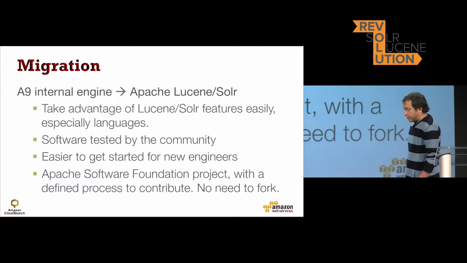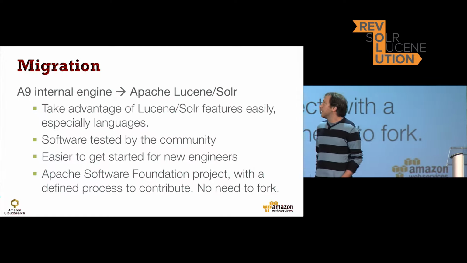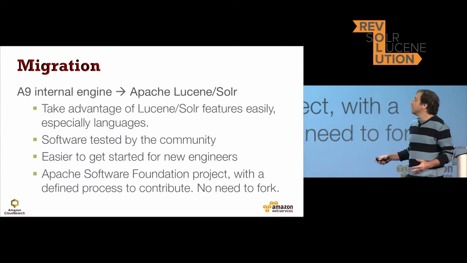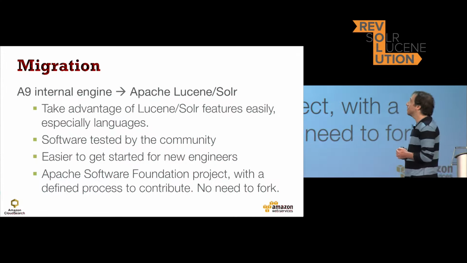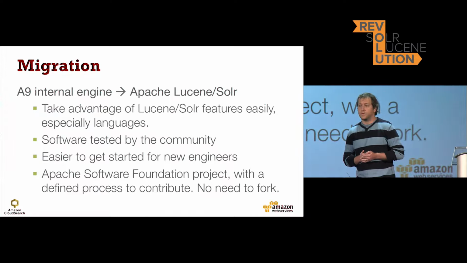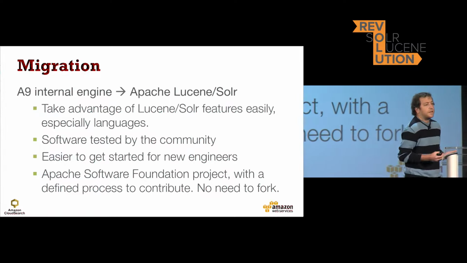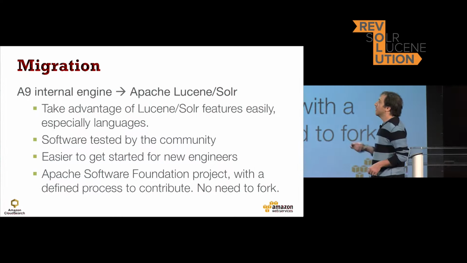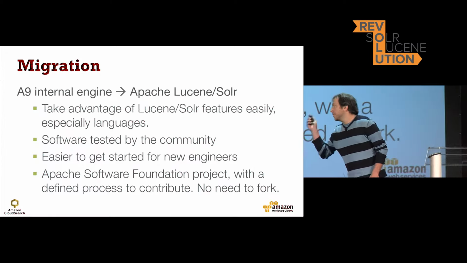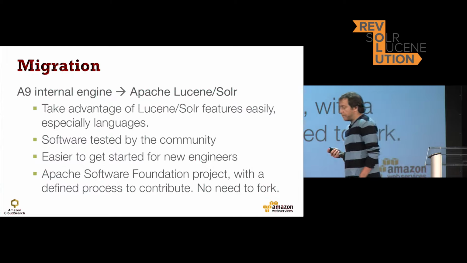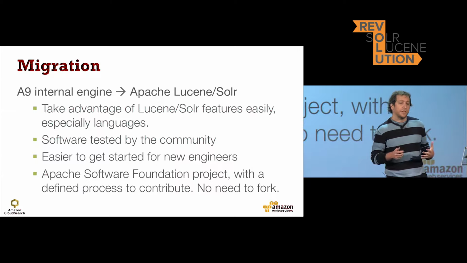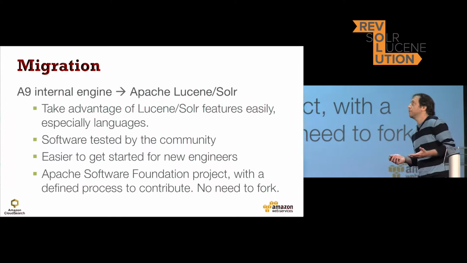So when we launched CloudSearch, it was initially working on top of the Amazon A9 internal engine. That is the same technology that Amazon.com search uses, but we decided to migrate to Solr. Some of the reasons are the typical open source reasons, like it being easier to get started for new engineers, or software tested by the community. But also, Solr comes with out-of-the-box support for most of the features that most search applications need. So all we have to do is expose them.